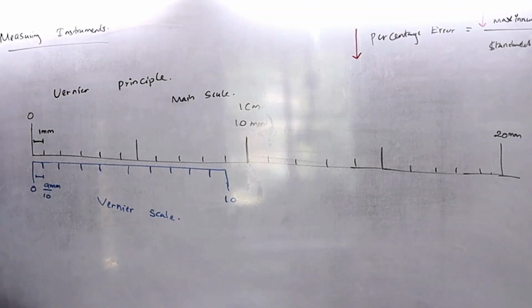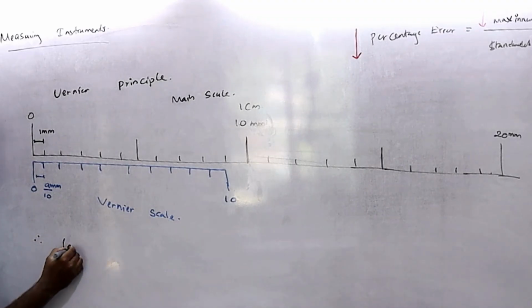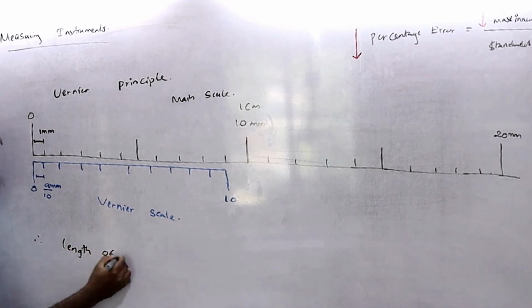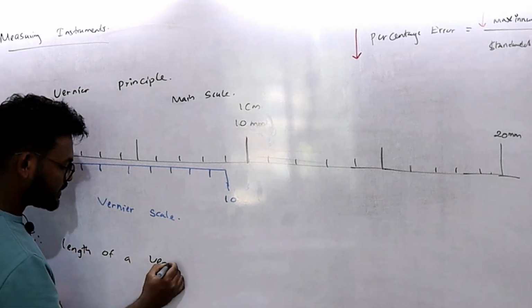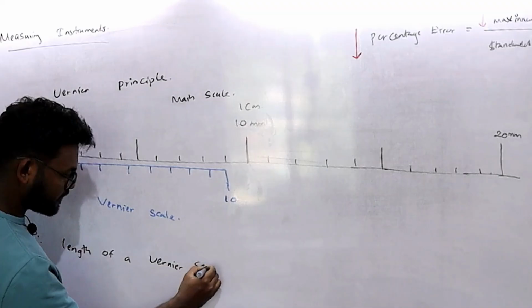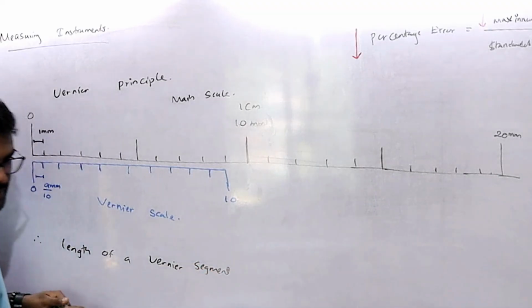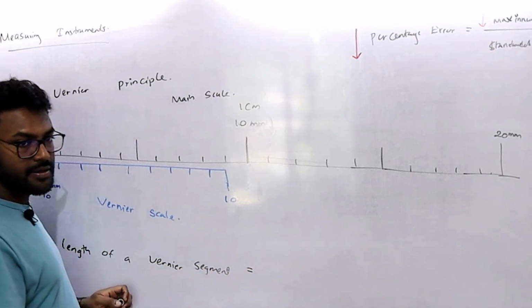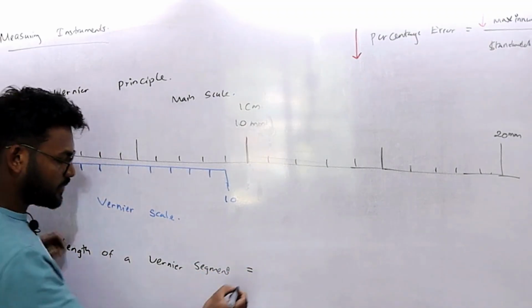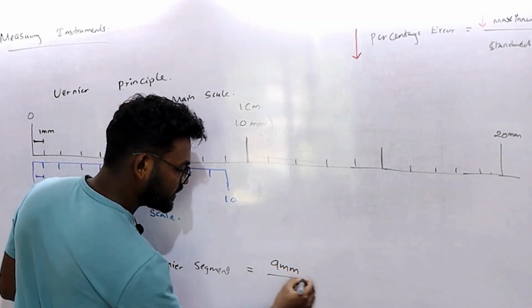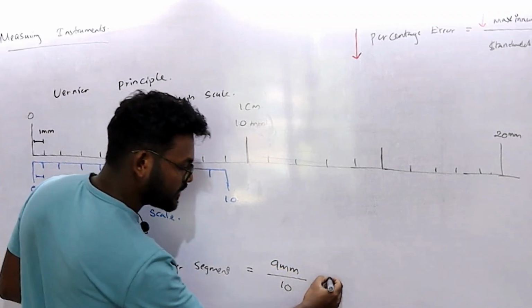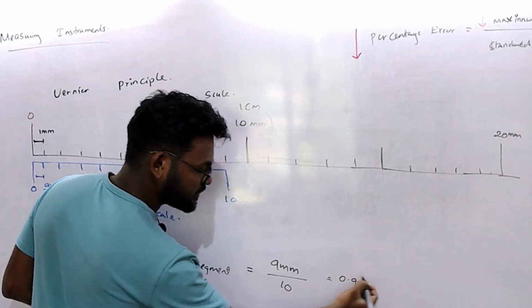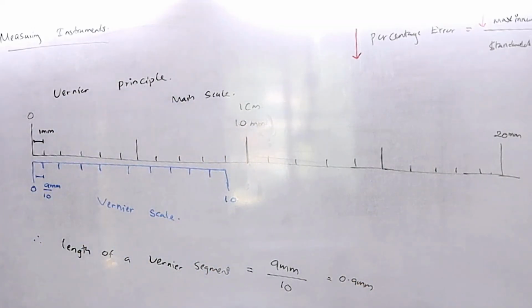You can write, therefore, length of a vernier segment. Length of a vernier segment equals, I can find that out. Well, 9 millimeters from the main scale has been divided into 10. It's going to be 0.9 millimeters. Okay. So underneath we'll write the next point.